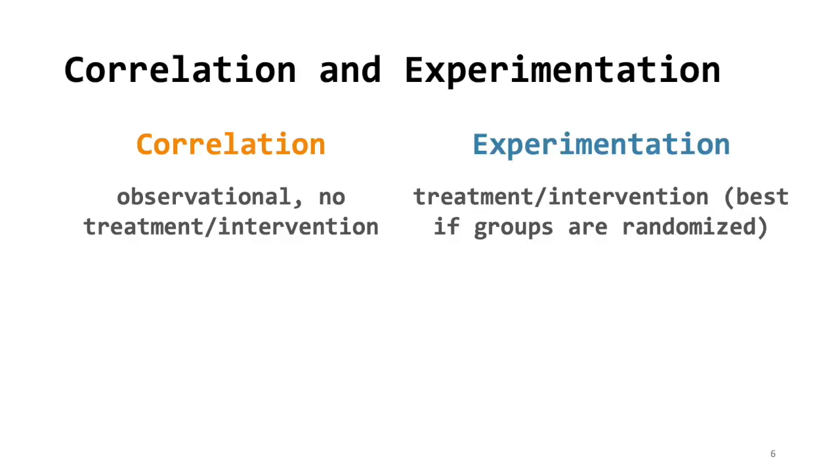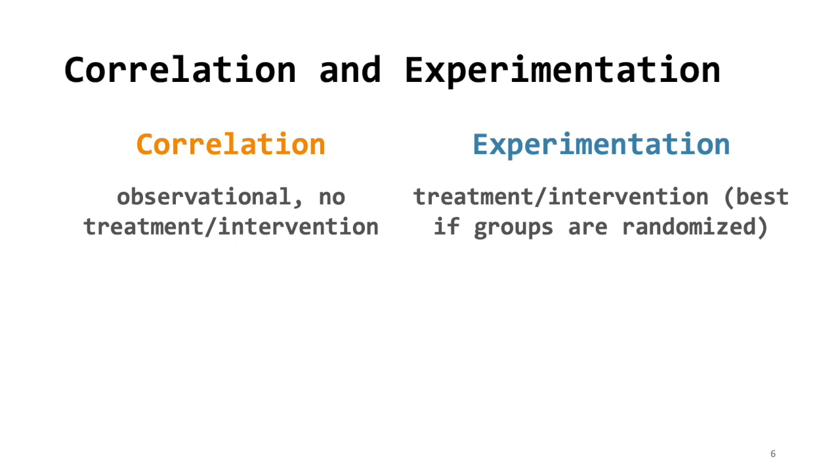So some more terms: correlation versus experimentation. Correlation is more observational. You're not doing any sort of treatment or intervention. You're not really making anything happen to anything. Experimentation, on the other hand, you are doing something. So there's some sort of treatment, there's an intervention, there's some sort of a manipulation that is impacting some people and not others usually.